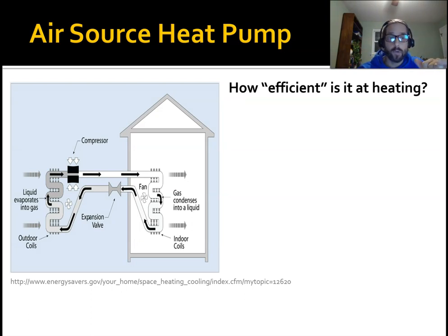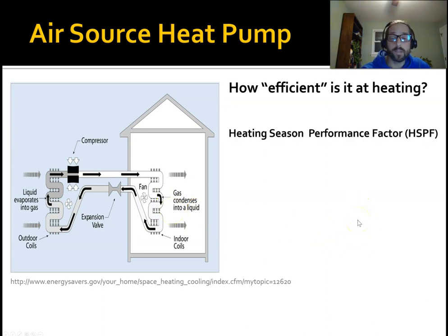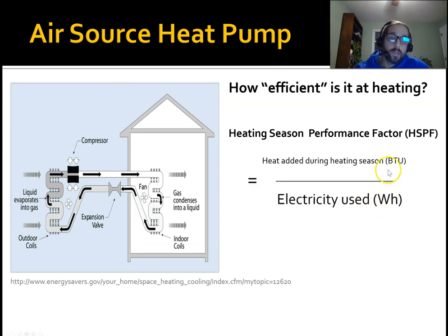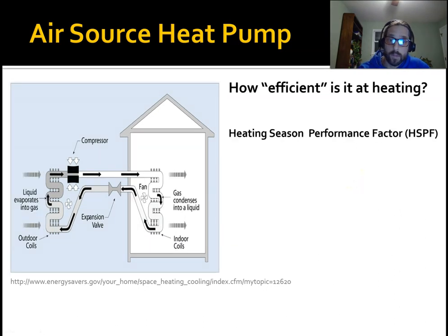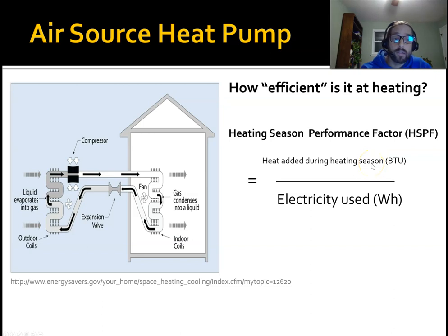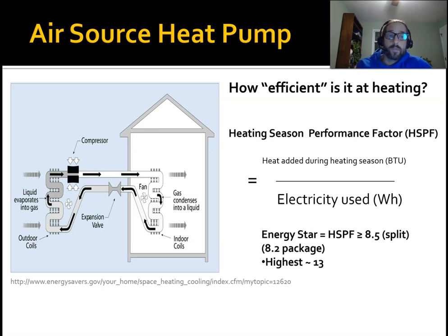For a heat pump, remember, you can go in either direction. Here the condensation is occurring inside, so your condenser coils are inside in this image. The efficiency rating for heating is called HSPF, or Heating Season Performance Factor, and it's just like SEER, except it's the heat added during the heating season in BTUs divided by watt-hours. Remember, SEER is the heat removed during the cooling season divided by watt-hours. Energy Star HSPF is actually a lot lower.